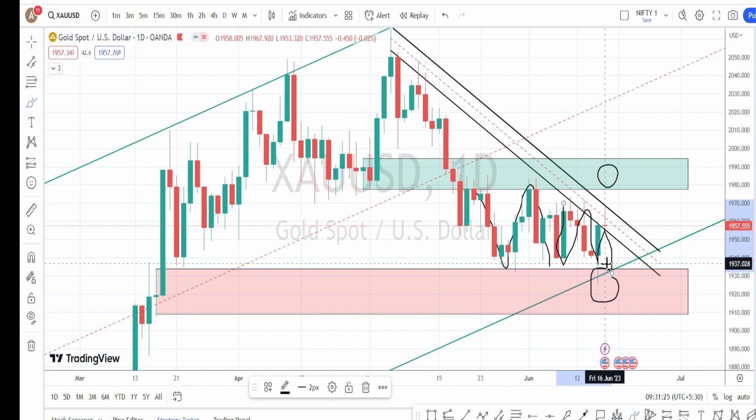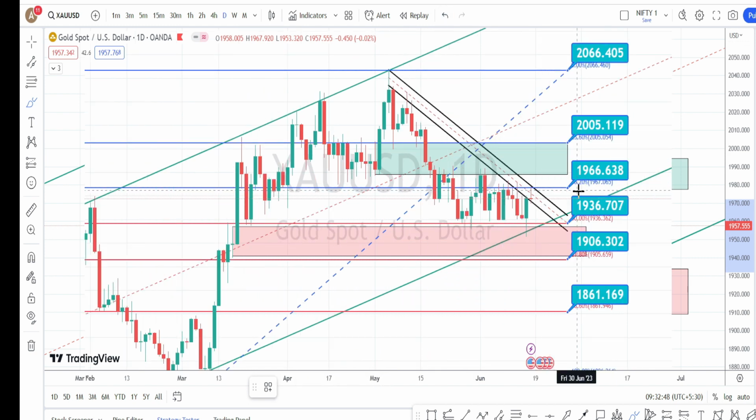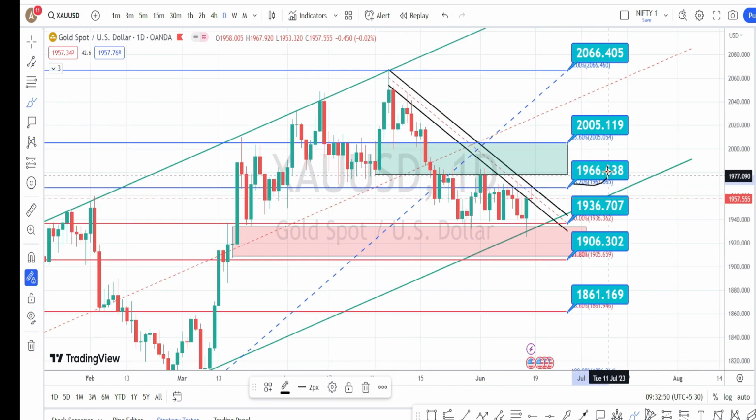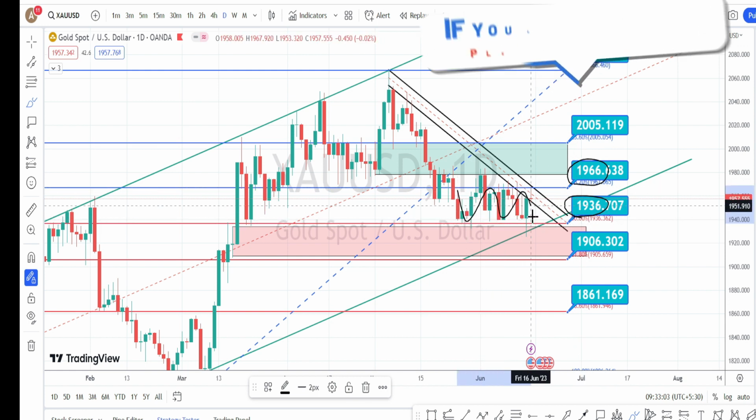When we look at the support and resistance levels using the Fibonacci tool, for now this level of 1966 is acting as a very strong resistance level, and 1936 is acting as a very strong support level for the current price action in daily time frame.